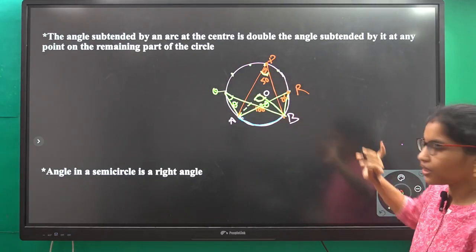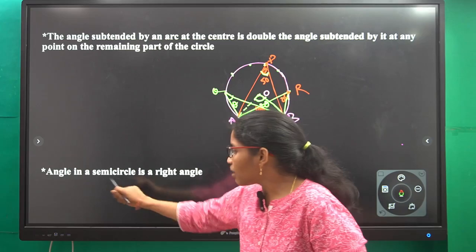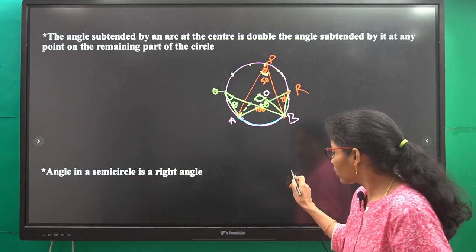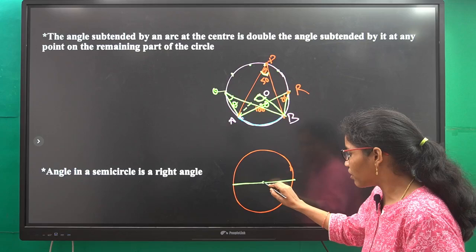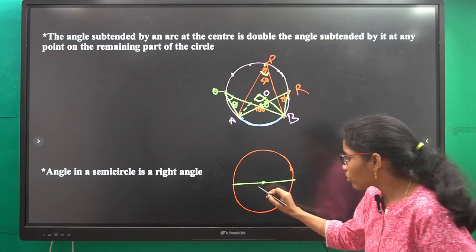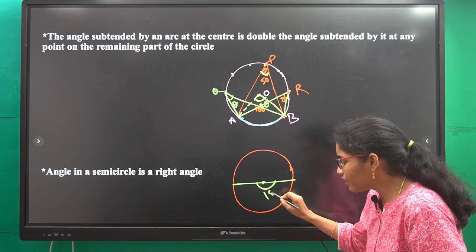Okay, we have another property. Angle in a semicircle is a right angle. So just now we saw, suppose I am taking a diameter. Okay. So what is this angle? 180 degrees.